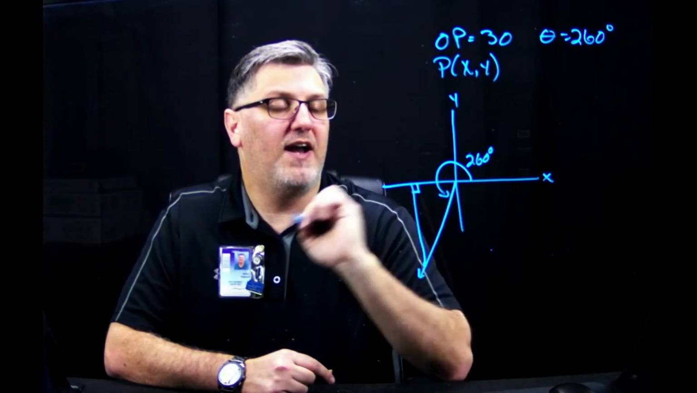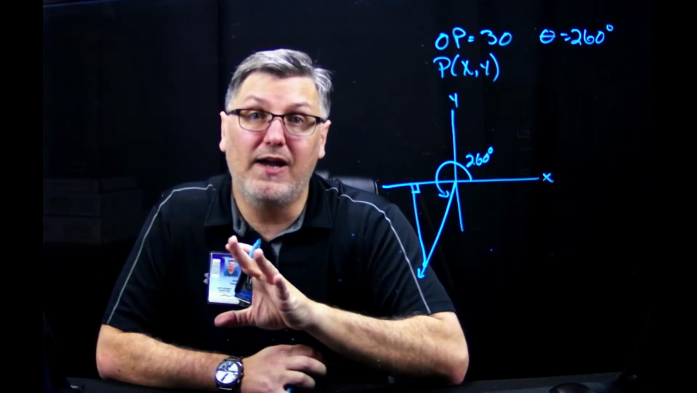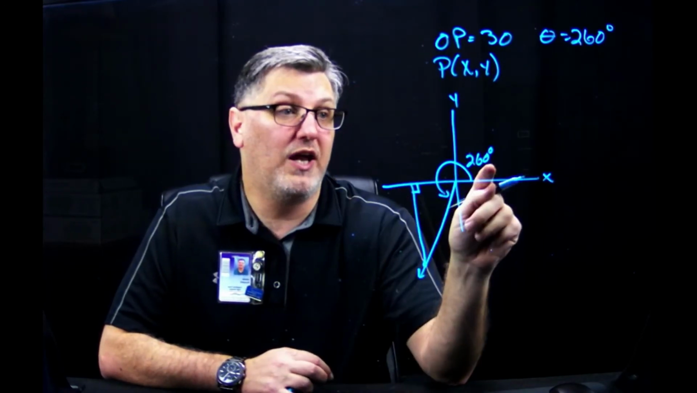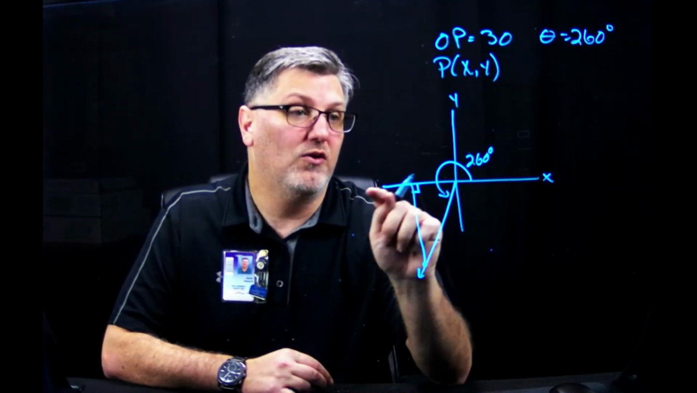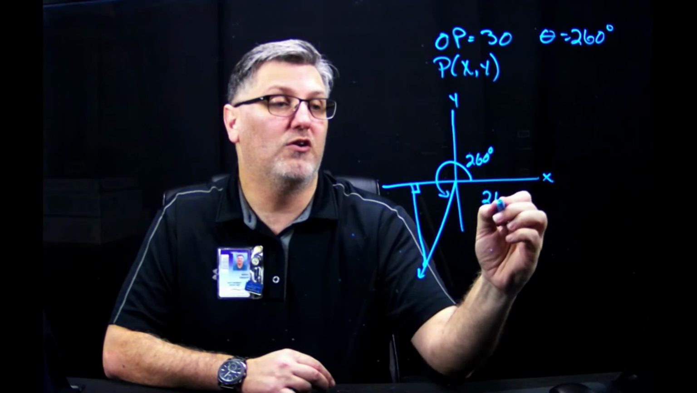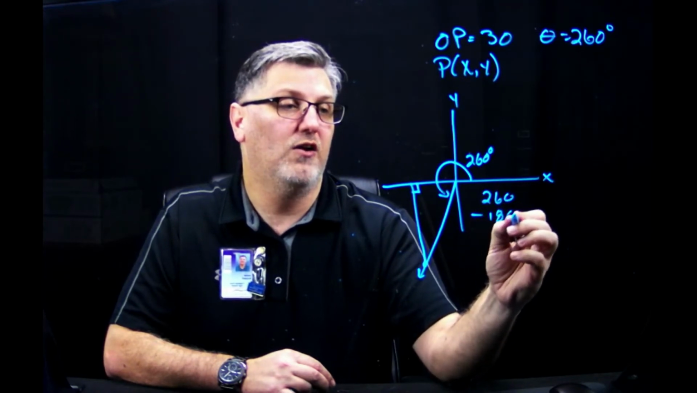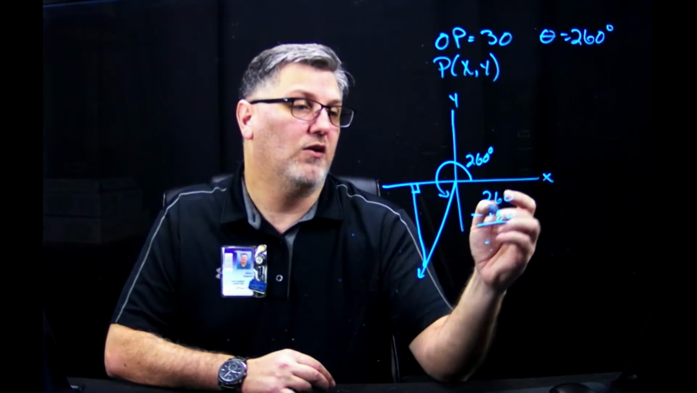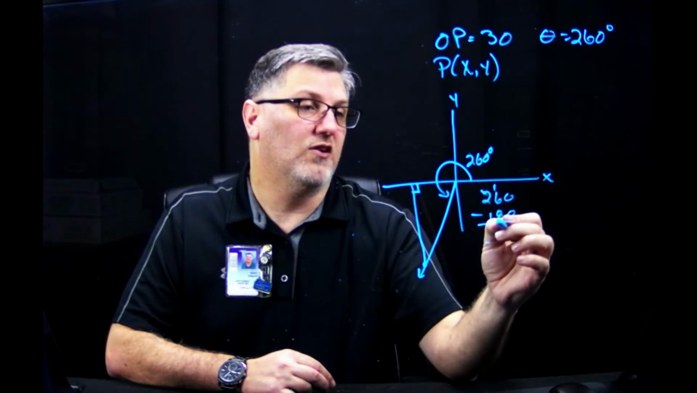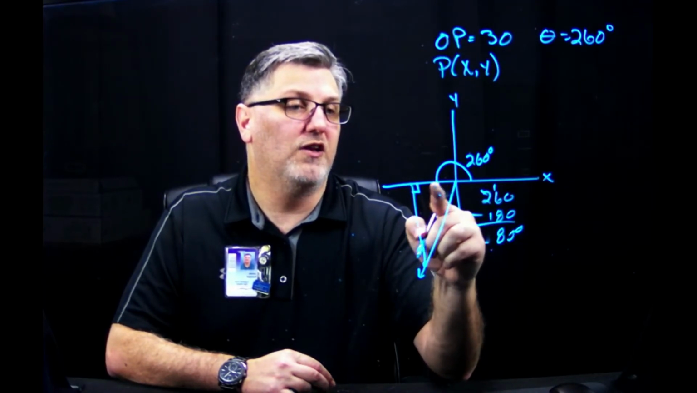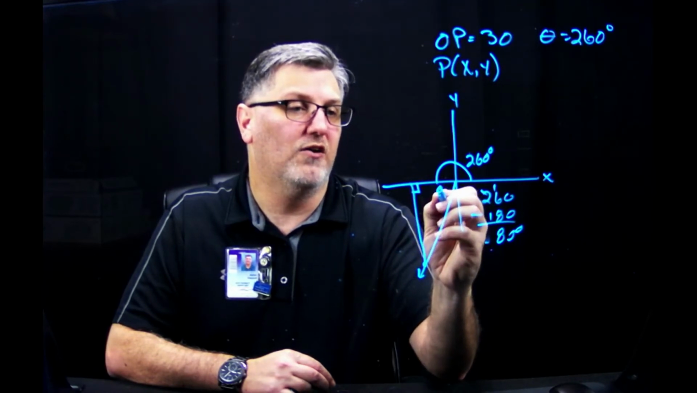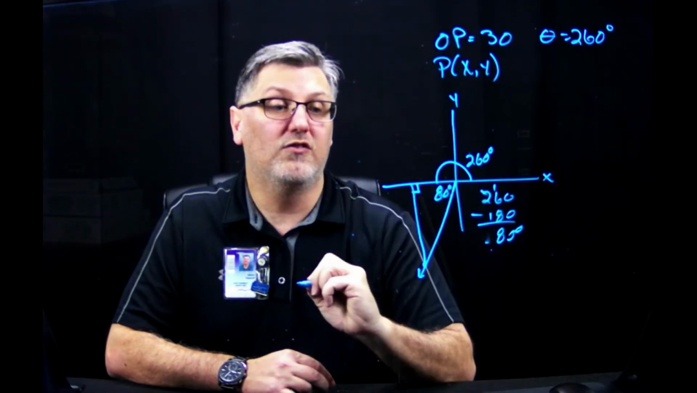Now I need to find that angle, and we know that the sum of the three angles is going to equal 180, so we can't use the 260. But I know the straight angle here is 180 degrees, so I can do 260 minus 180, which gives me, what is this, 80 degrees? That means this little part right here is 80 degrees.